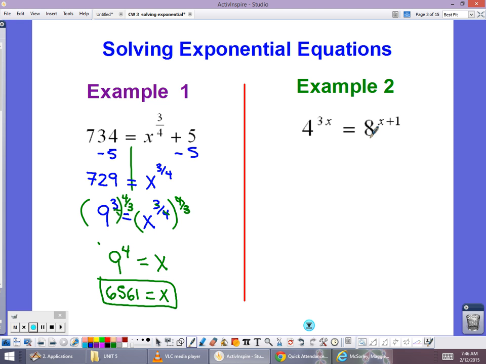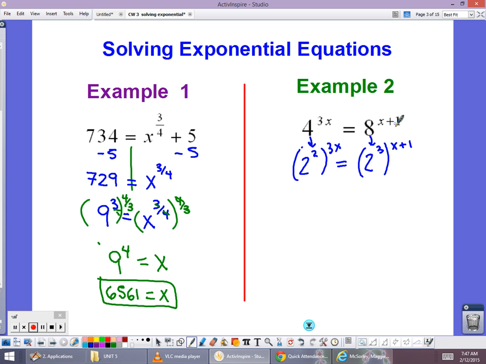All right. So earlier somebody had a really good suggestion of changing that 4 to 2 squared and changing the 8 to 2 cubed. So that helps us by getting the same base. But it's still to the 3x power, and this is still to the x plus 1 power. The only thing that we did was change the way 4 looked and the way 8 looked, but it's still the same amount, right? Then what do we need to do?